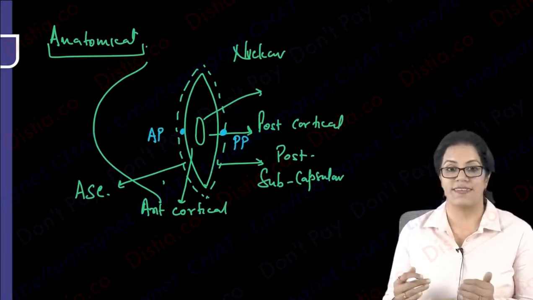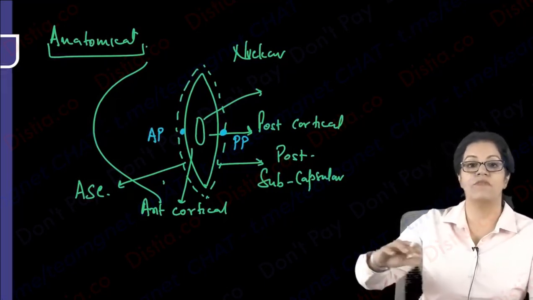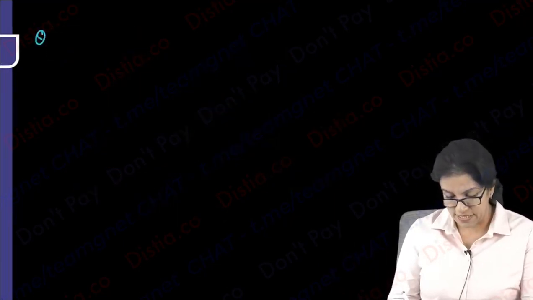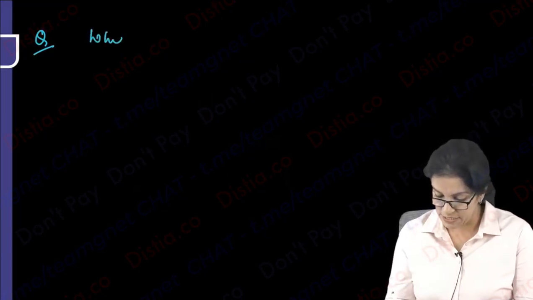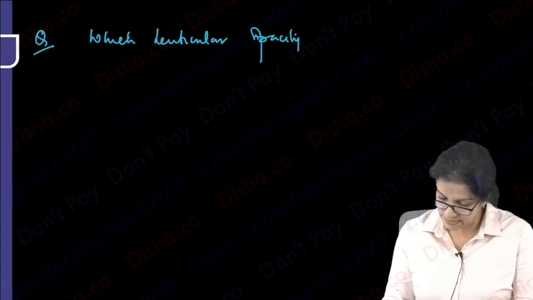Now what is the question asked? Time for a question here. Make a cue. They ask you among all which will diminish the vision most. Okay. So we will write this cue for ourselves. Write down which lenticular opacity diminishes the vision most. So which lenticular opacity diminishes the vision most?